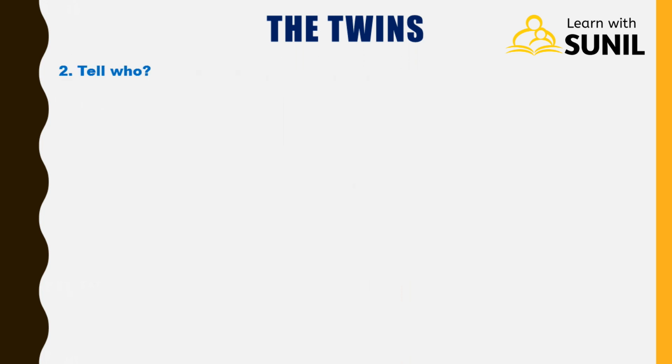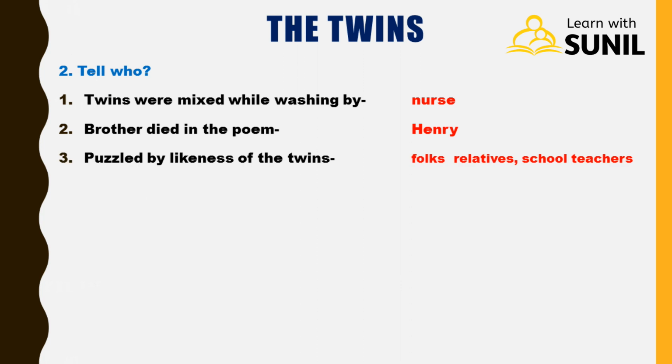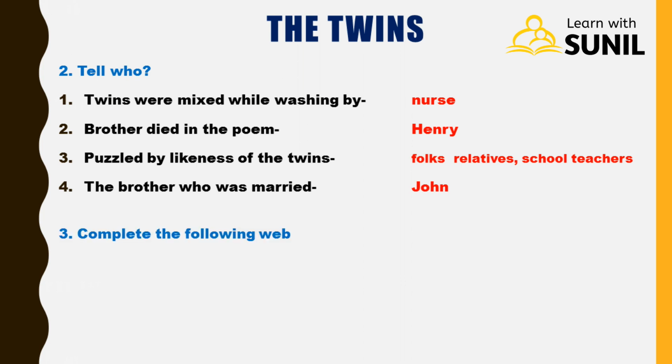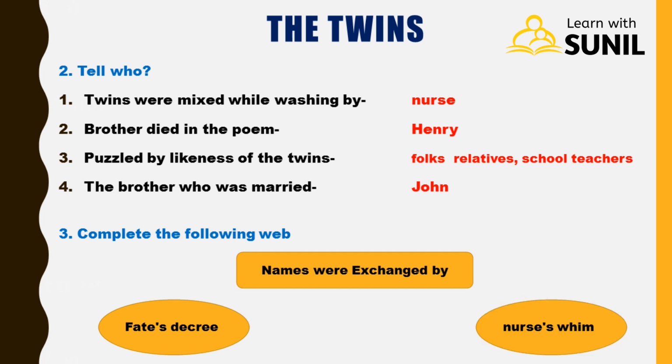Second question, tell who. First, twins were mixed while washing by the nurse. Second, the brother who died in the poem, Henry. Third, puzzled by the likeness of the twins: folks, relatives, school teachers. Fourth, the brother who was married, John. Third question, complete the following wave. Names were exchanged by head's decree, nurse whim.